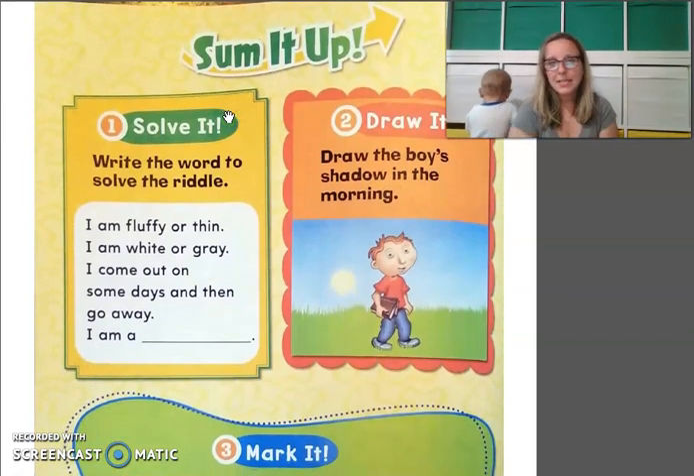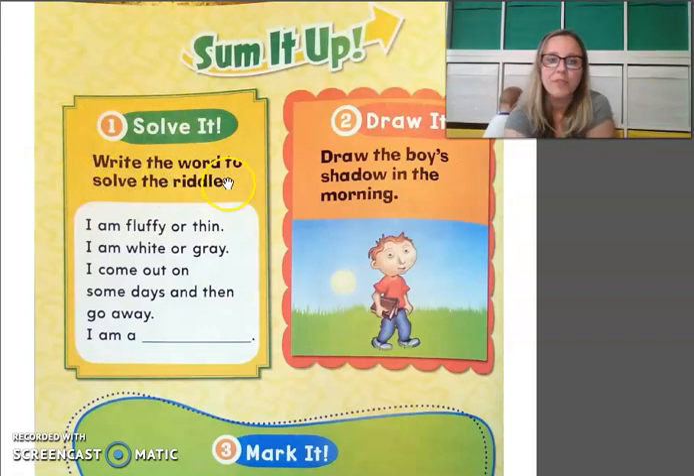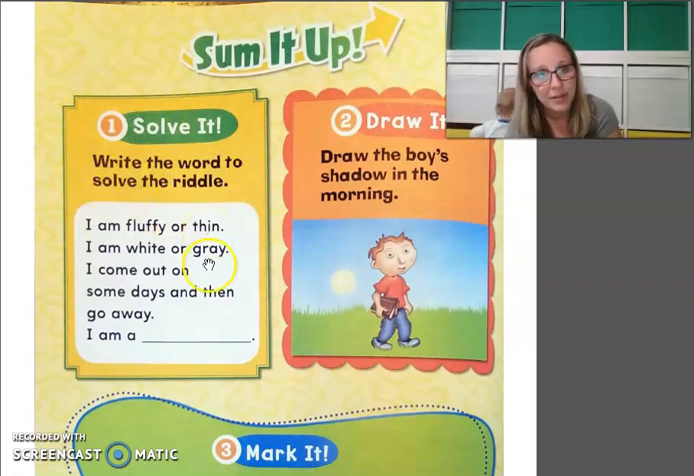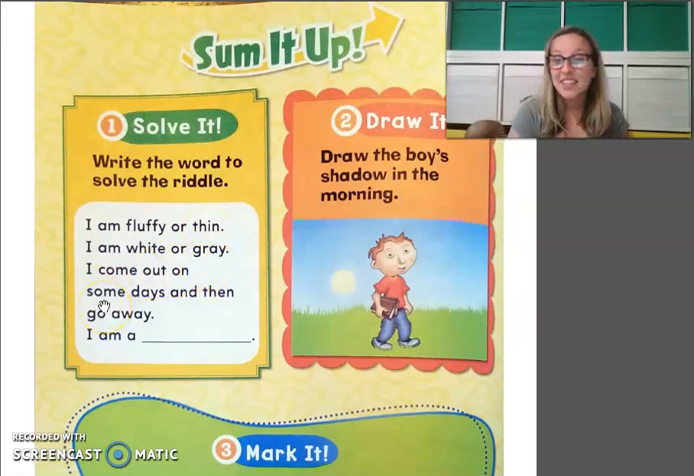All right, so this last page here says, sum it up. Write the word to solve the riddle. I am fluffy or thin. I am white or gray. I come out on some days and then go away. I am a... Anyone want to take a guess?